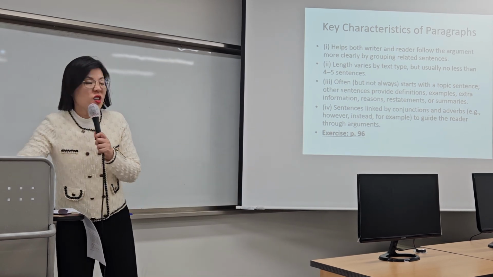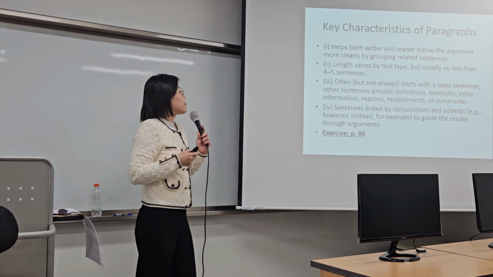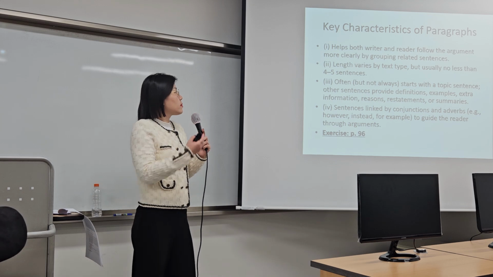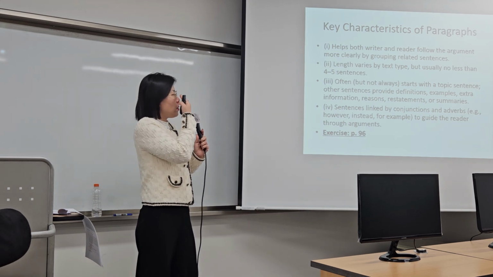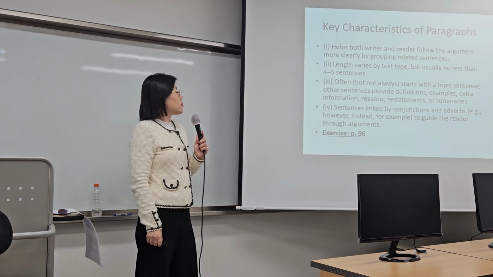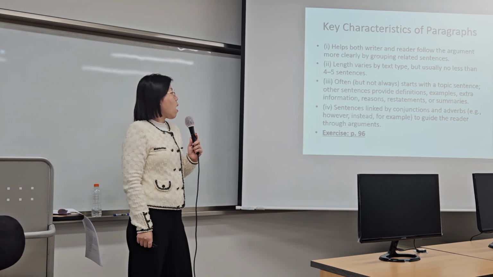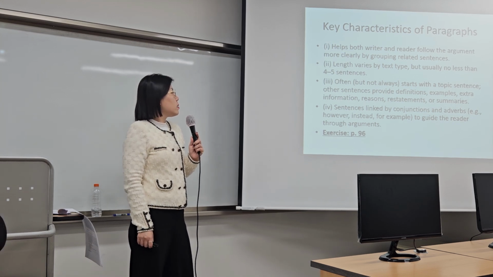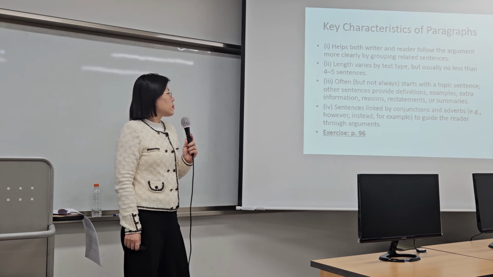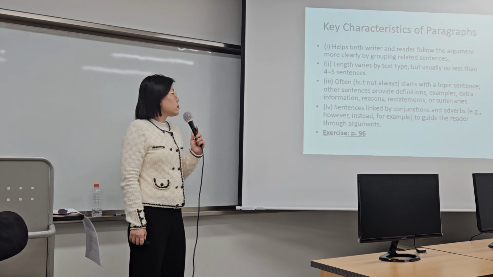Let's move on. Okay. Key characteristics of a paragraph. First, helps both writer and reader follow the argument more clearly by grouping related sentences. Second, stands varies by text type, but usually no less than 4 or 5 sentences. Third, often but not always starts with the topic sentence. The sentences provide definition, examples, extra information, reasons, statements, or summaries. Fourth, sentences linked by conjunctions and adverbs, for example, however, instead of for example, to guide the reader through arguments.